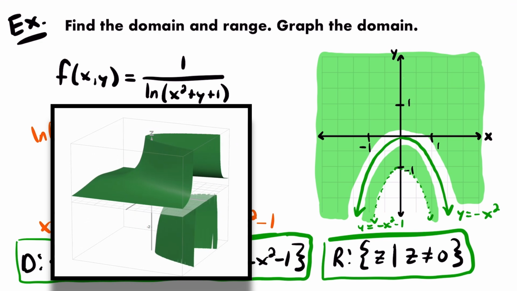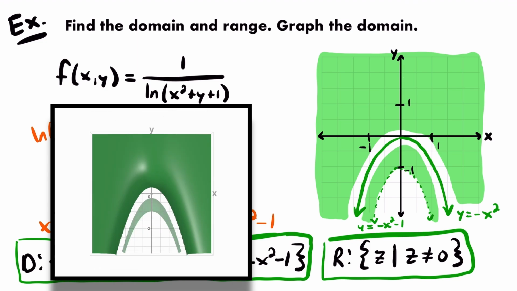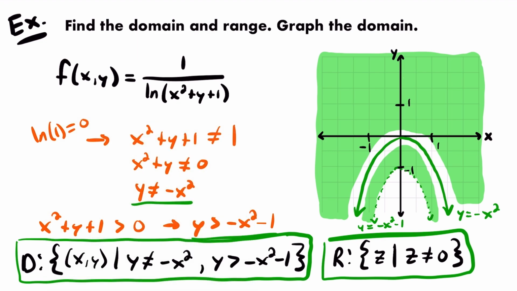But then if you were to look at the surface from the top down, so that you're looking at the xy plane, you can see exactly what we just graphed. There are no points that make up that surface that are along that parabola of negative x squared or below that other parabola, negative x squared minus 1. Okay, all the pairs of xy coordinates that give a z value for the surface are contained everywhere else within the xy plane. So the graph of our domain here is correct. It does make sense. Okay, so that's it for this example.